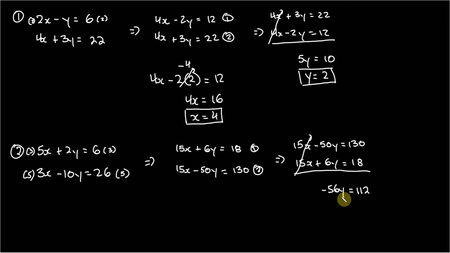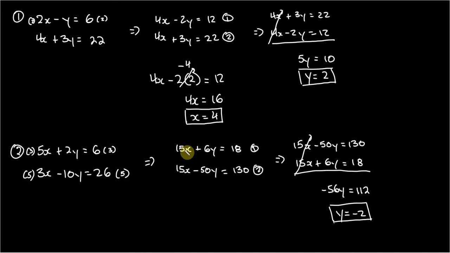And we're just going to divide both sides by negative 56, and so y will equal negative 2 here. 112 divided by 56 is 2, so y equals negative 2. Now we found the value for y.